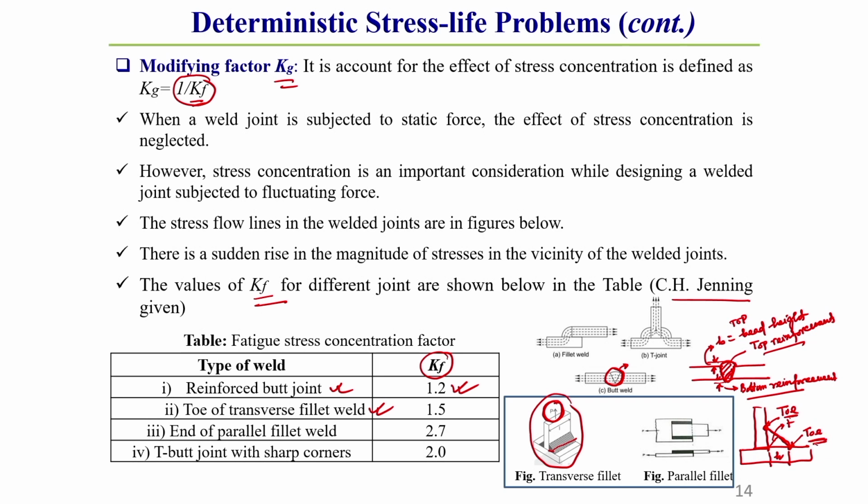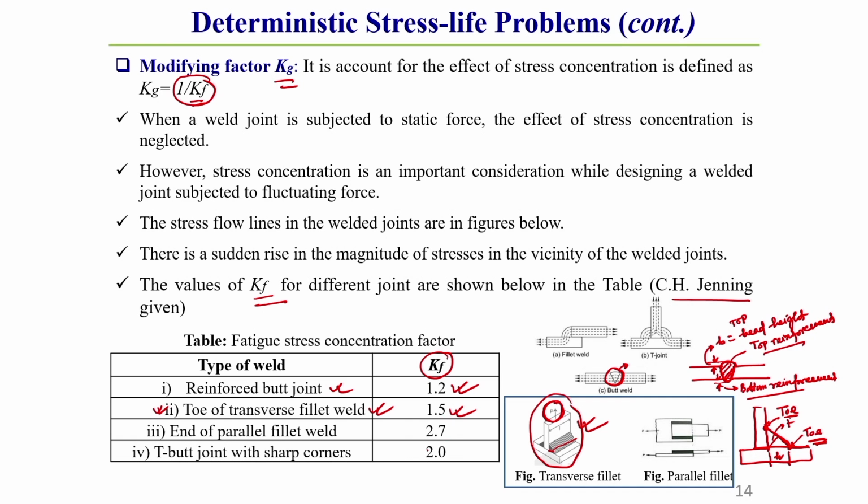In this toe region there is generally a chance of high stress concentration, because in this toe zone there is a sudden change of section. So, in this toe zone the chance of stress concentration is more. That is why, for transverse fillet weld, at the toe there is a fatigue stress concentration factor established by C.H.